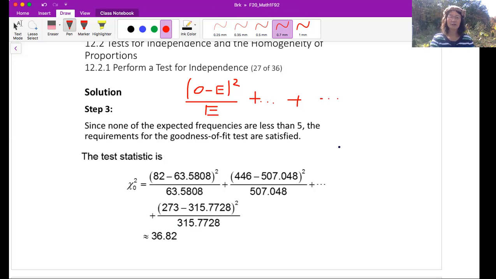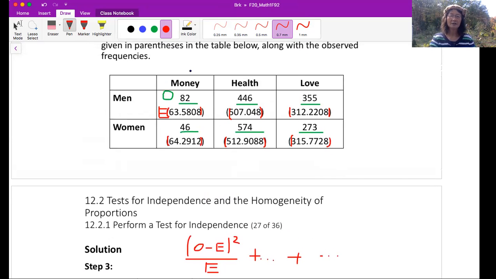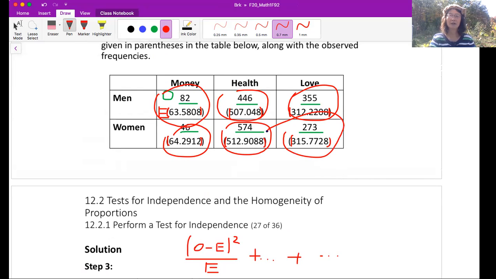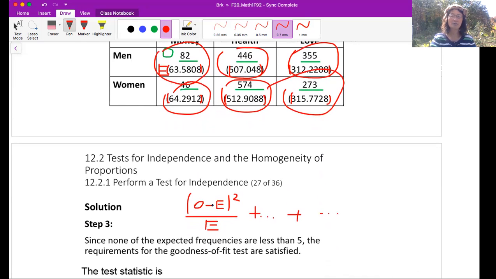So how many do we need to add? We need to add 6 items total. 1, 2, 3, 4, 5, 6. We need to add 6 items together. Each item we are going to use O minus E squared divided by E.